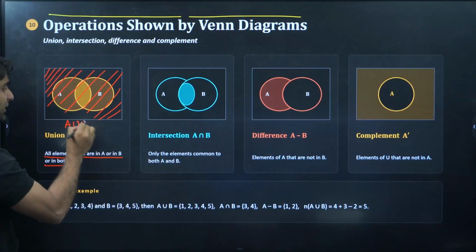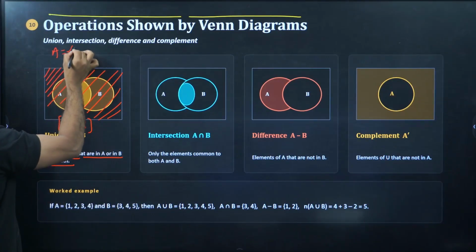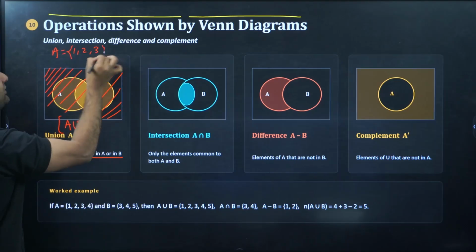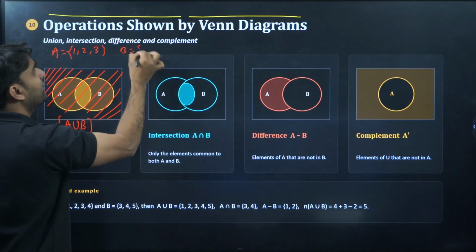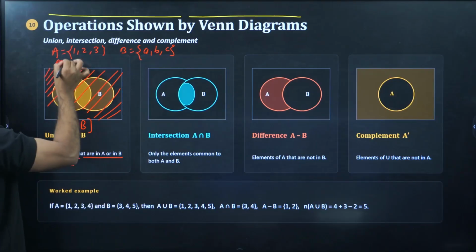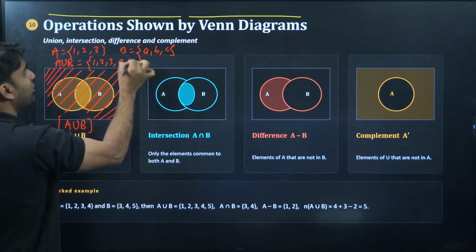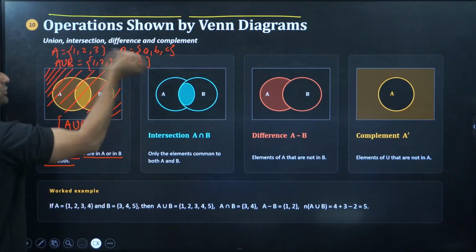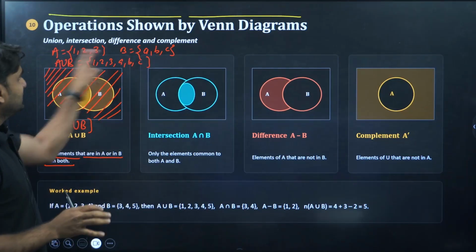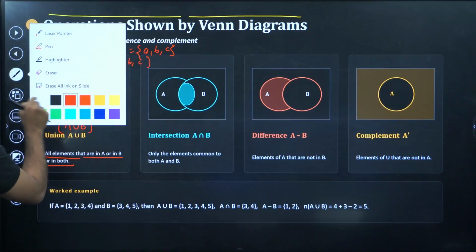A union B means, for example, I have set A as 1, 2, 3, and I have set B as a, b, c. If I ask you to write A union B, what will it be? 1, 2, 3, a, b, c. So combining both the sets gives the union. All the elements of set A and set B will be combined.